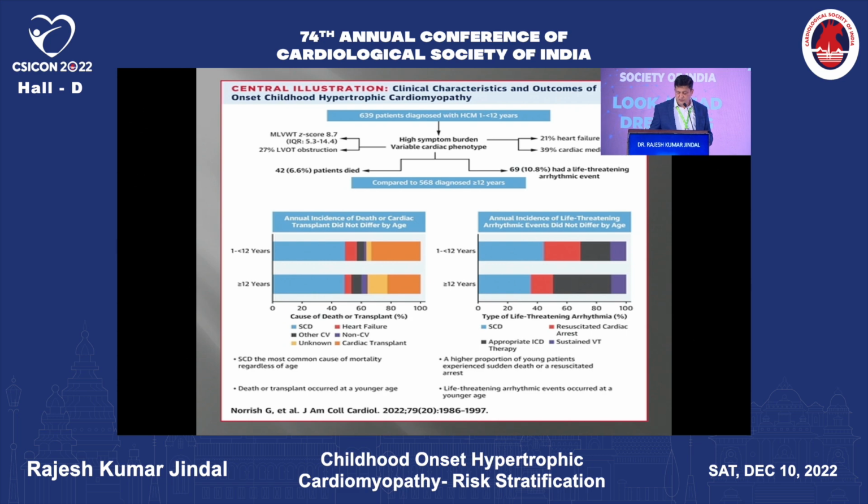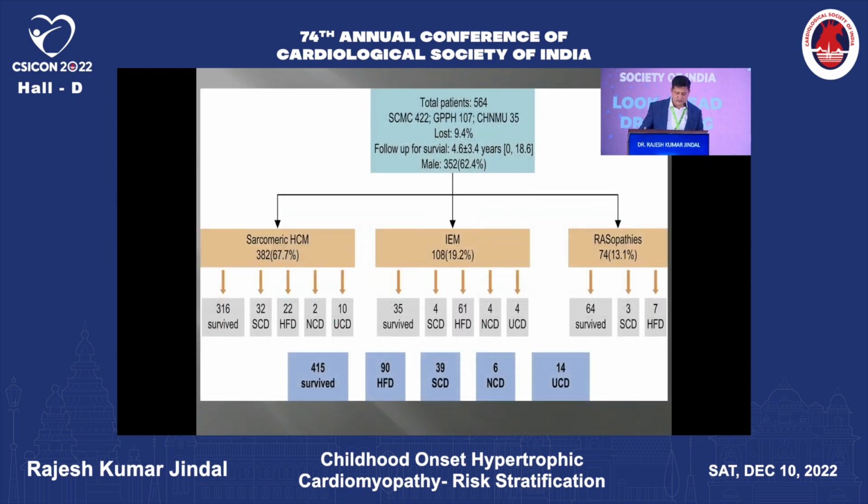So this particular problem will be the cornerstone of treatment in childhood onset hypertrophic cardiomyopathy. Again, highlighting that the sarcomeric HCM had very high chances of sudden cardiac death in comparison to the other two variants, like IEM and rasopathies, where heart failure was the predominant mode of death.